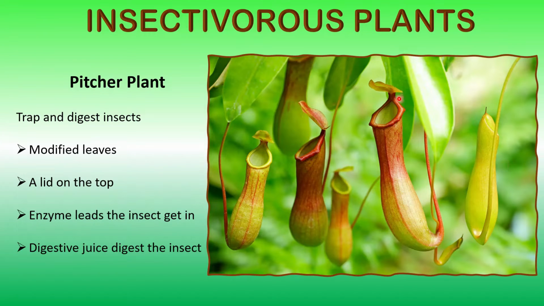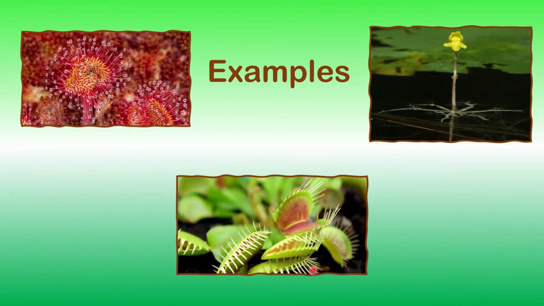When insects sit on the rim or the mouth of the pitcher, they slip down. Inside the pitcher, the insects fall into a bowl of liquid, which is digestive juices, and the enzymes and bacteria in the digestive juices help the pitcher break down the insect into smaller particles in a way that it can consume.